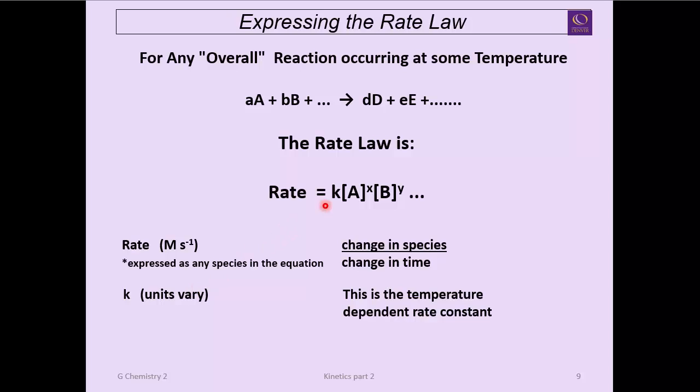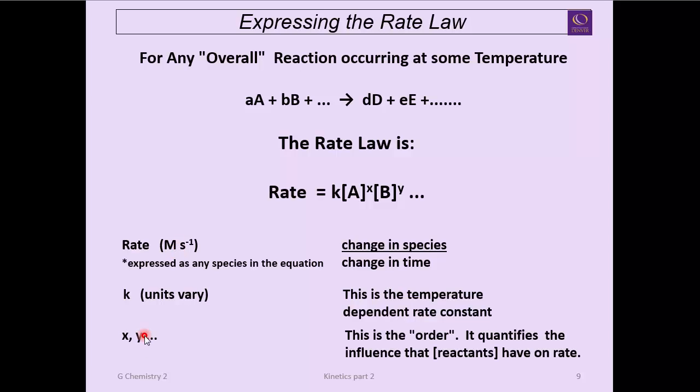K is the rate constant. This is a temperature dependent number, and the units will vary, depending on what goes over here, because these have to cancel in such a way that you end up with basic molarity per unit time. And X and Y are the order. This quantifies the influence that reactants have on rate.